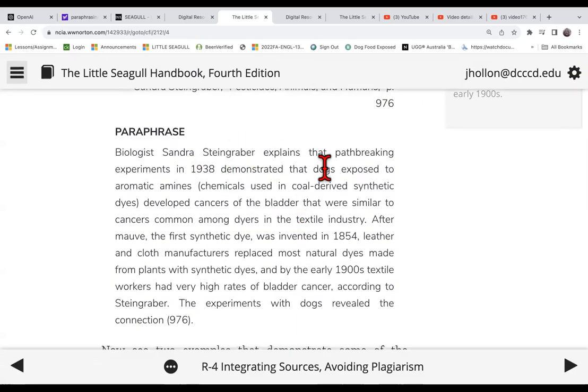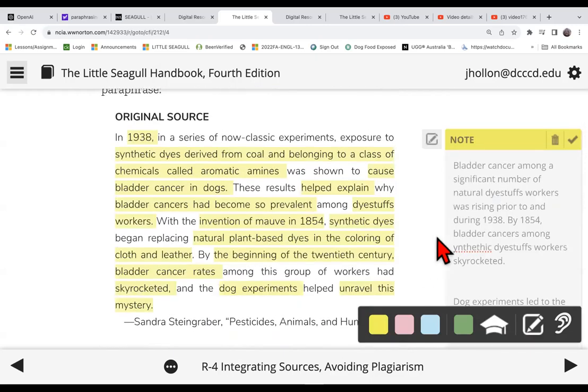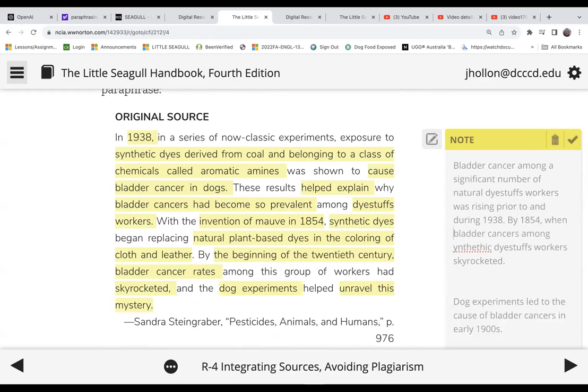So this person brought out the 1938. They talked about the aromatic amines. I chose not to, but they were also getting that. And I probably should go put textile industry. A lot of us would presume if you're doing cloth and leather, you're going to be in the textile industry, but I would go ahead and put that in there. After mauve, because that seems to be the color mauve was created.